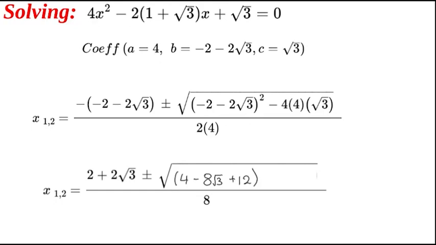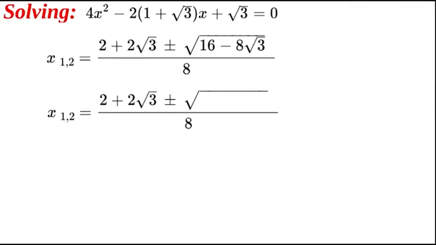On the other side we have 16 square root 3 and 8 below then for 2 by 4. Now that simplifies to 16 minus 8 root 3 inside.